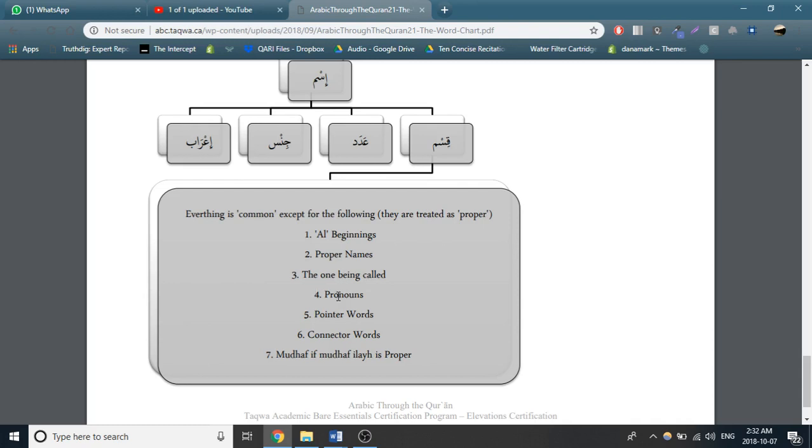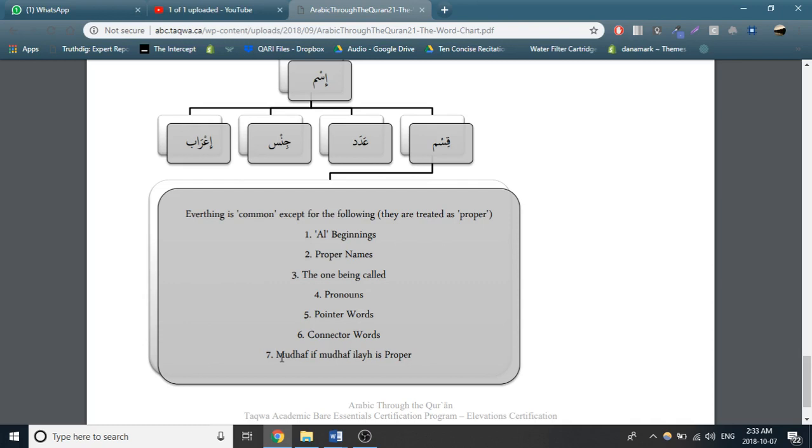Number 4 is the pronoun, so huwa, huma, hum, hiya, huma, hunna, anta, antuma, antum, anti, antuma, antunna, ana, nahnu, which you had memorized. Number 5 is pointing words such as hada, hadani, haulai, and the rest. Number 6 is connector words, which is words such as alladhi and allati, and what they do is they essentially connect a word to a concept, right? So the one who eats, that who would be your connector word, which in Arabic would be alladhi, and it's connecting someone to the concept of eating, right?